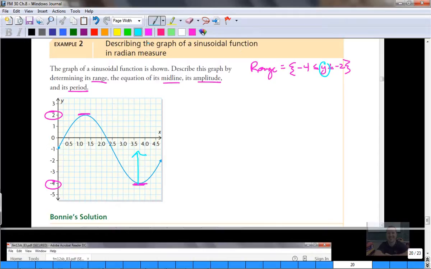Positive, that should be positive. Less than or equal to +2. So here's +2, and yes, it's less than or equal to as well. So at the same time, -4 to +2. That's your range. Okay?